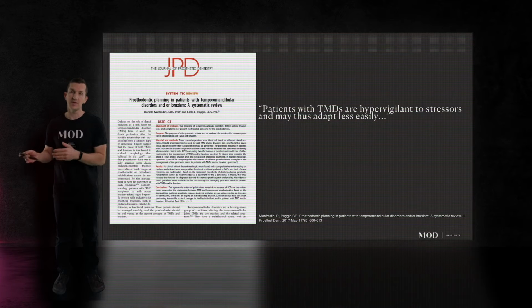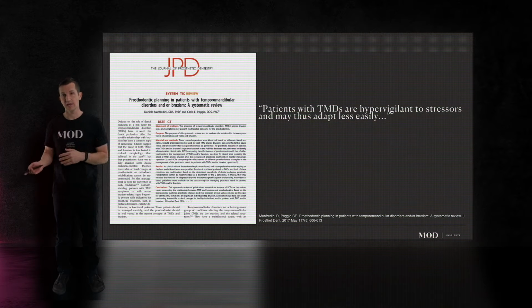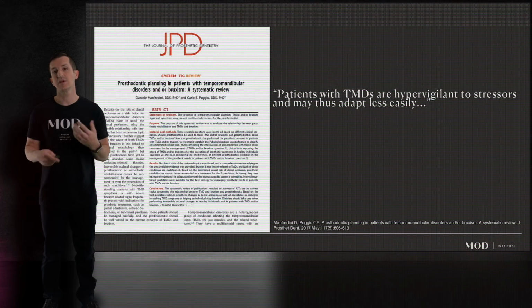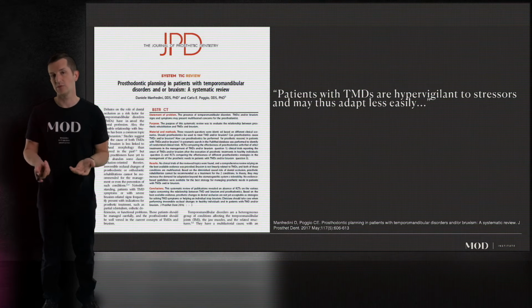Maybe we need to phase things over a longer time so that it's much easier for them to adapt. We certainly need to have conversations on the front end where we're discussing the potential of maladaptation and the potential that we may need to take the treatment a lot slower than we would for patients who have completely healthy joints.